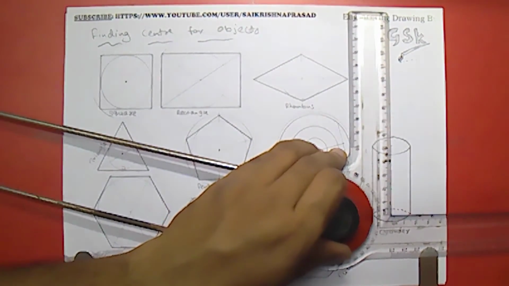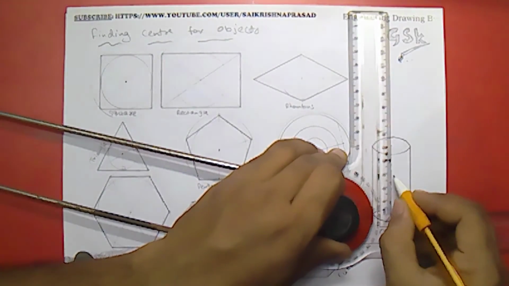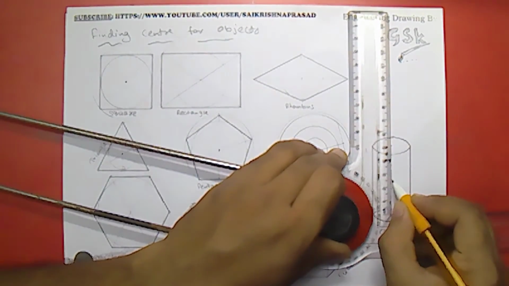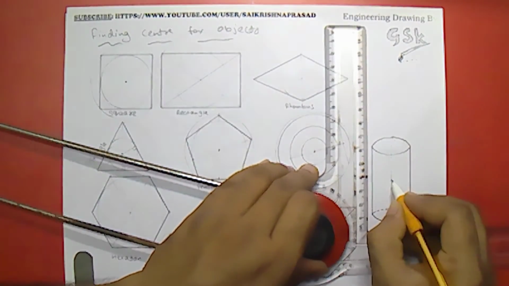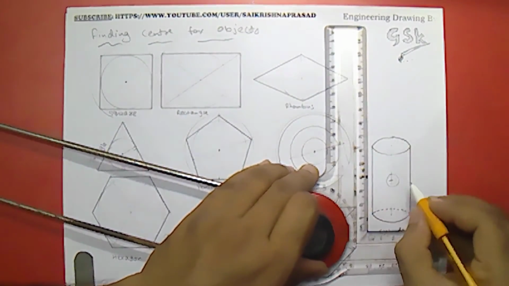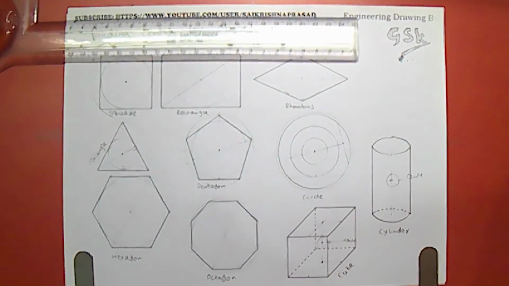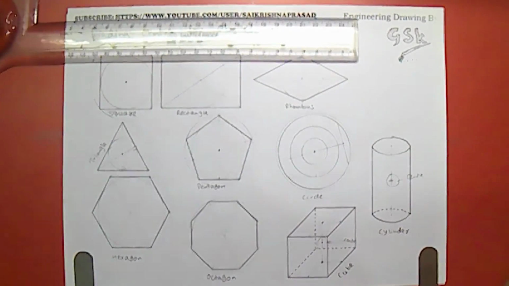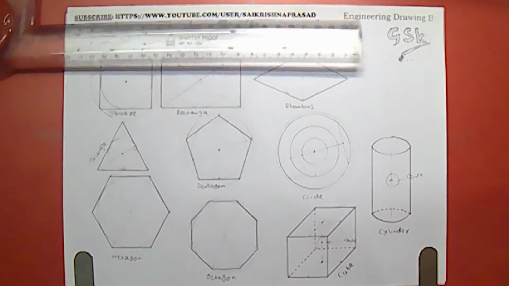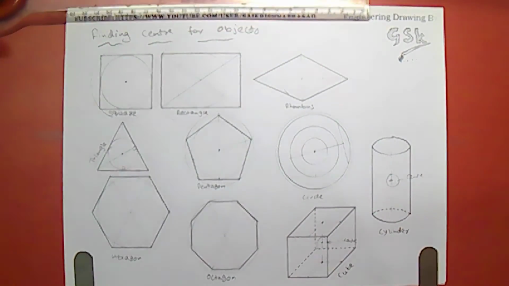For this solid, just measure this axis. This is 50. So half of 50 is 25. So this is the center for this object. So you can find any object's center in this manner. I hope everyone understood this technique, how to find the center of any object.